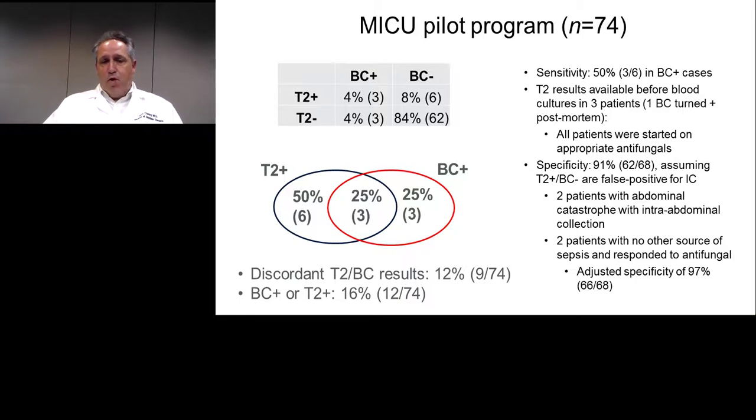Going across that table, you'll see that T2 positive results were obtained in 12 of those patients. And if you look at the Venn diagram immediately below the table, you see that we had 6 patients in whom T2 was positive, but blood culture were negative. We had 3 patients in whom the blood culture was positive, but T2 was negative. And then we had another 3 patients in whom both tests were positive. So if you add it up together, we had discordant T2 positive blood culture results in 12% of patients. Either T2 was positive with a negative blood culture, or T2 was negative and the blood culture was positive.